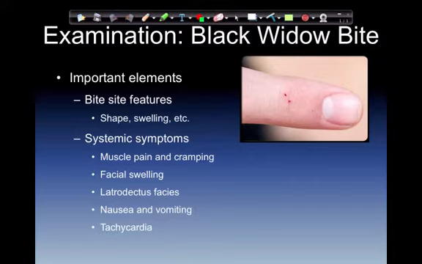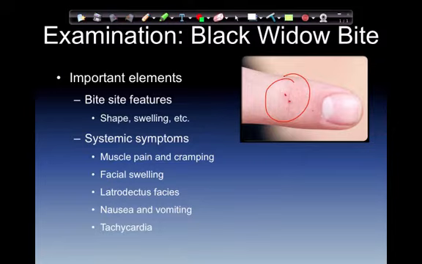Examination of a black widow spider bite. Most of the time, whenever we see a black widow spider bite, the shape is often disassociated or not thought of as very much, thought of it as a pinprick, and this is a black widow spider bite here shown. Very, very subtle.